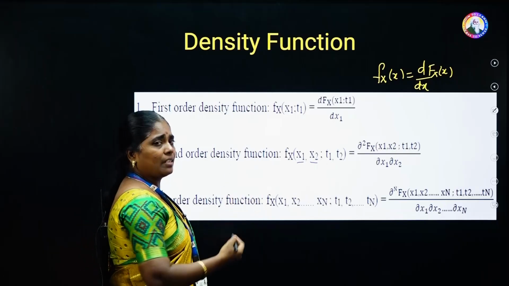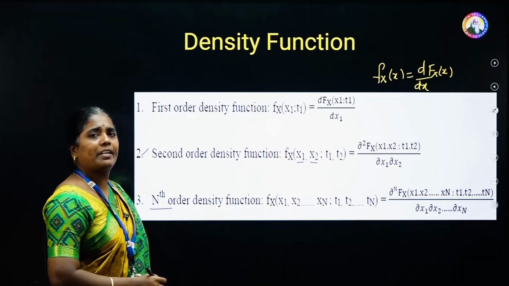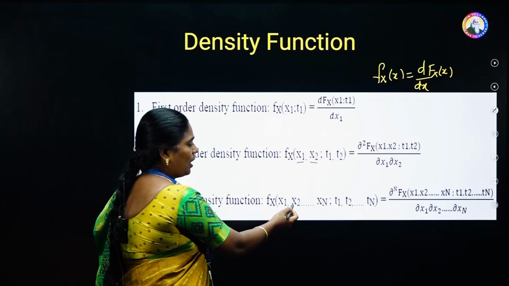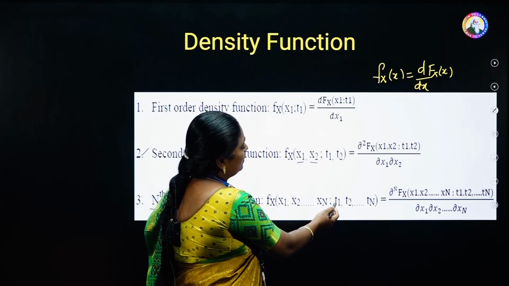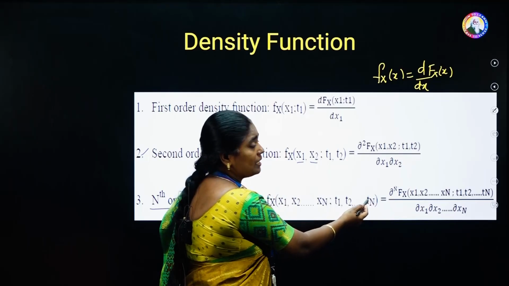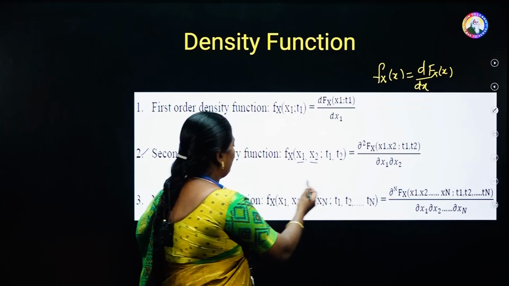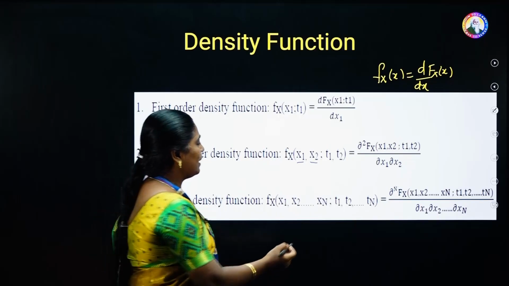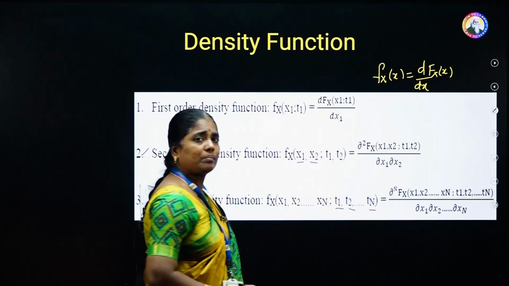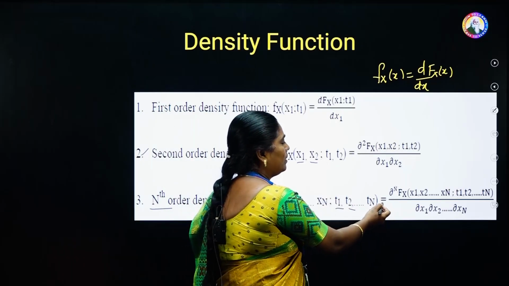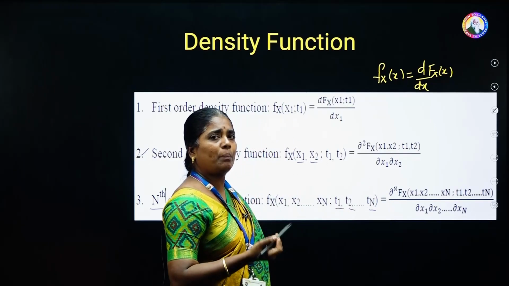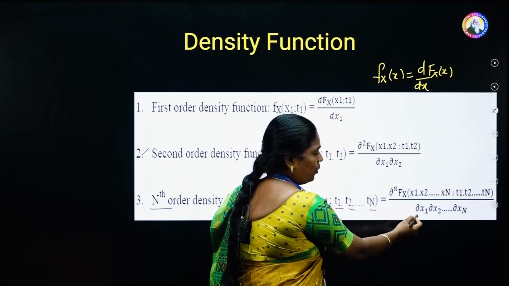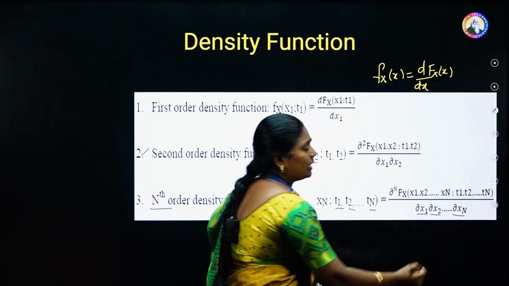Then, if you are going for the general case, that is the nth order density function. Its notation is f_X(x1, x2, ..., xn; t1, t2, ..., tn). Now this is the notation for the nth order density function. By taking different times like t1, t2, ..., tn, that should be equal to, again the same differentiation, because more differentiations are there, I will take the partial derivative. That's why ∂^n/∂x1 ∂x2 ... ∂xn.